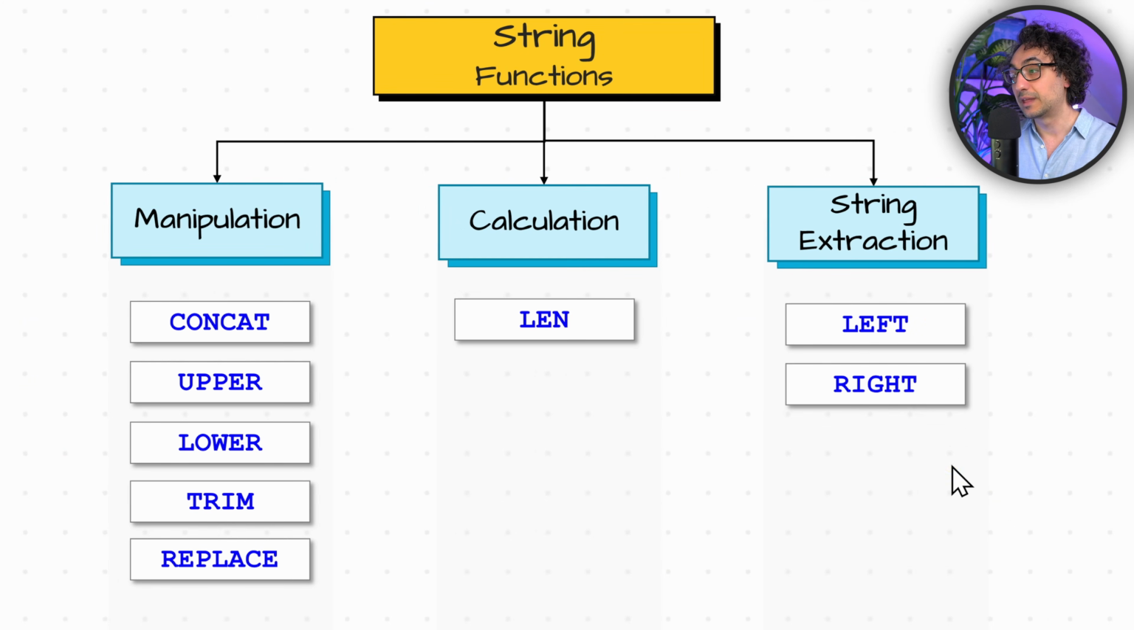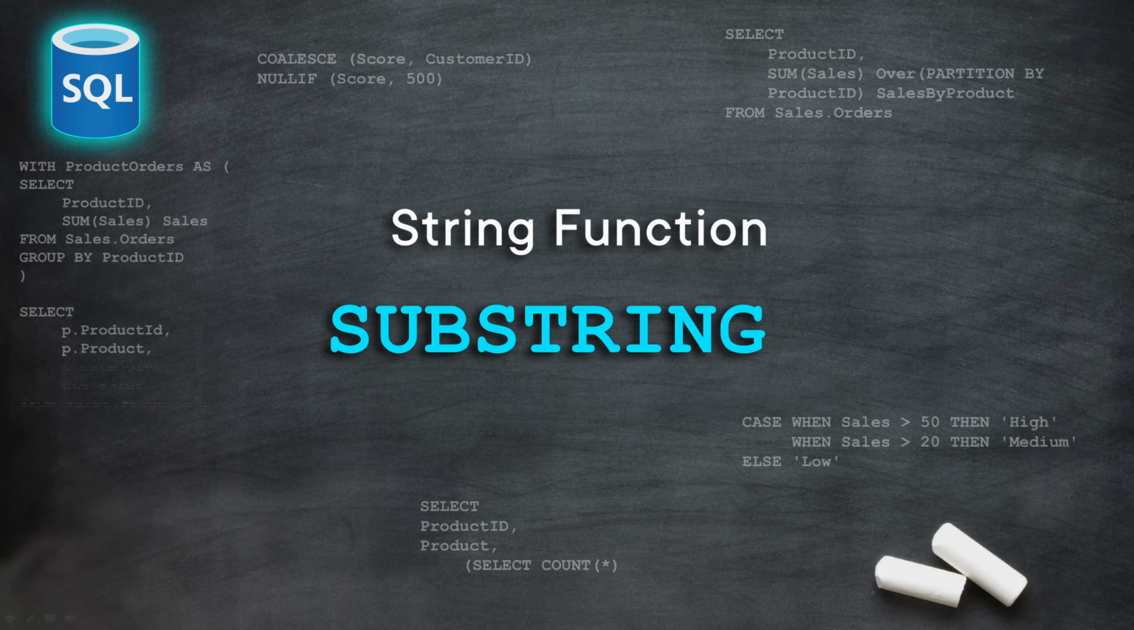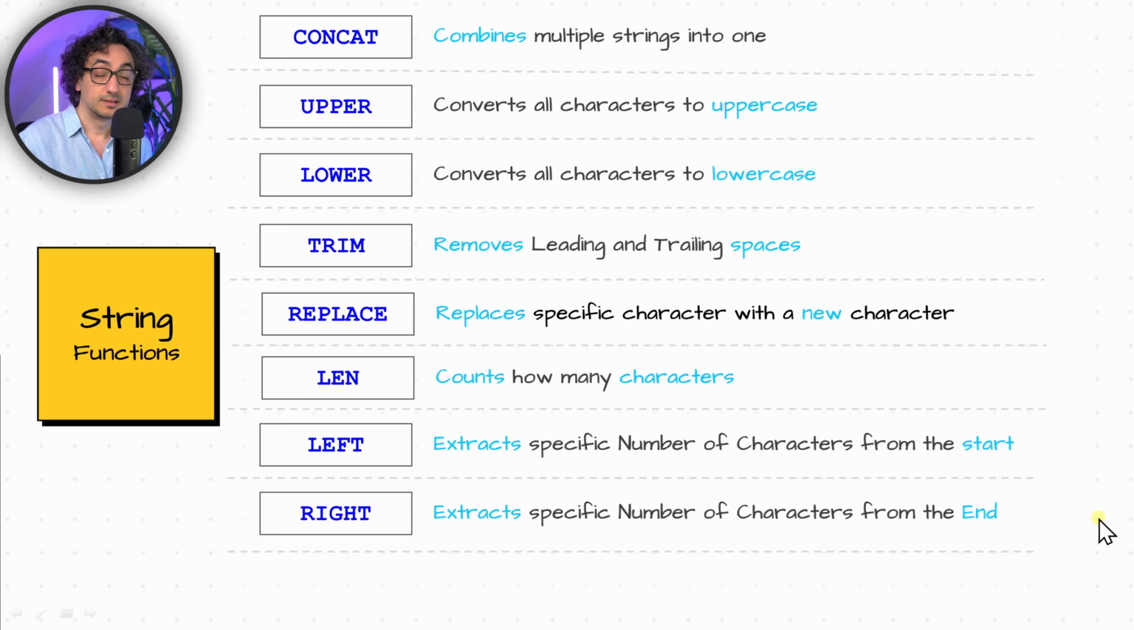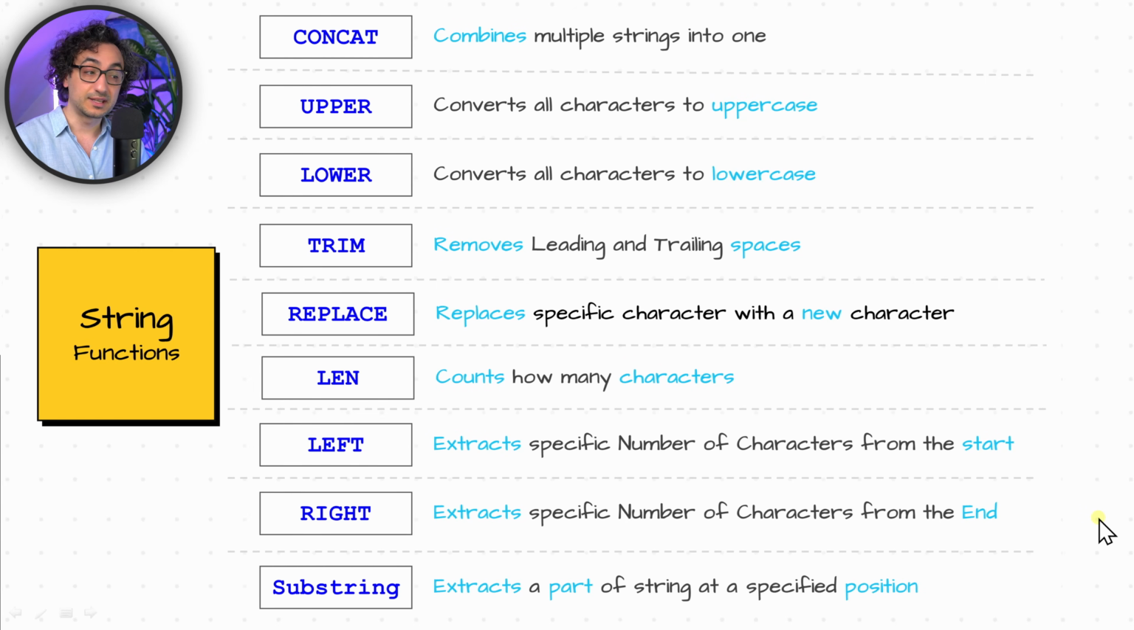And now we're gonna go to the last function. We have the substring. So the substring is gonna go and extract a part of a string at a specified position. So this time we don't want something from the beginning or the end. We want something like in the middle. So we want to specify the starting position and we want to extract a few characters from there. So let's have a very simple example to understand it.